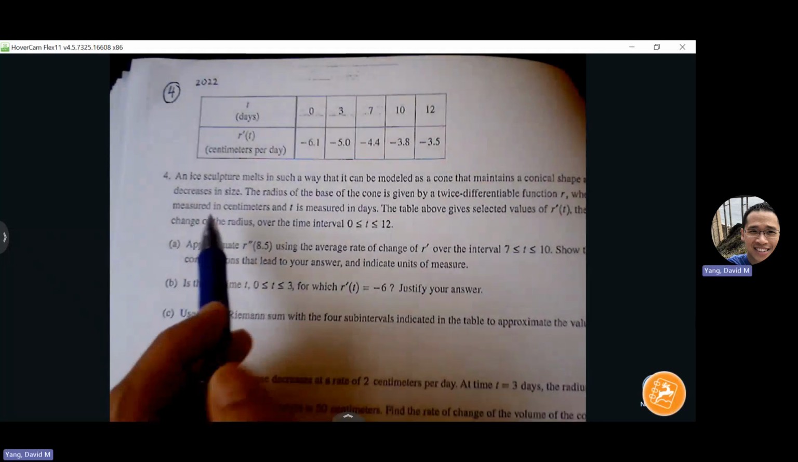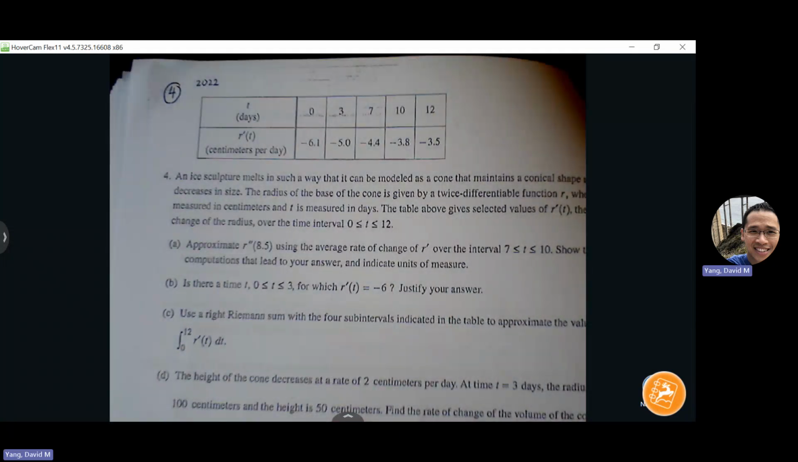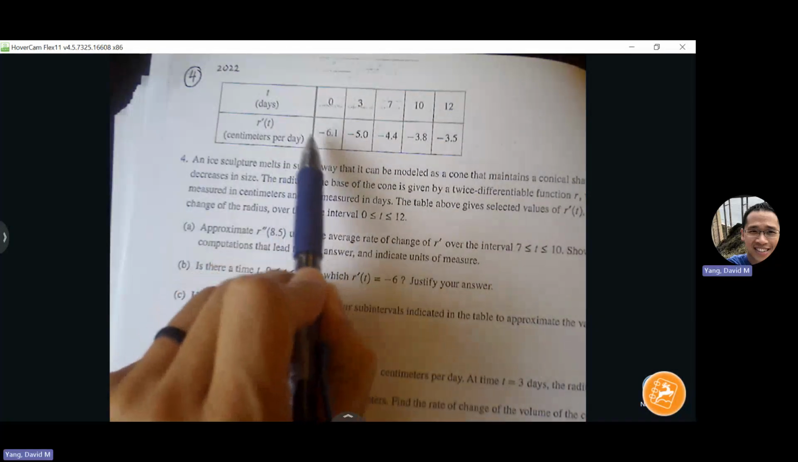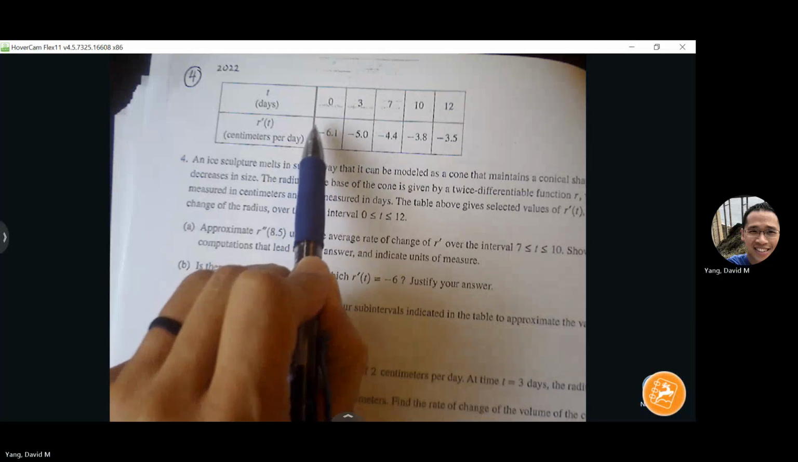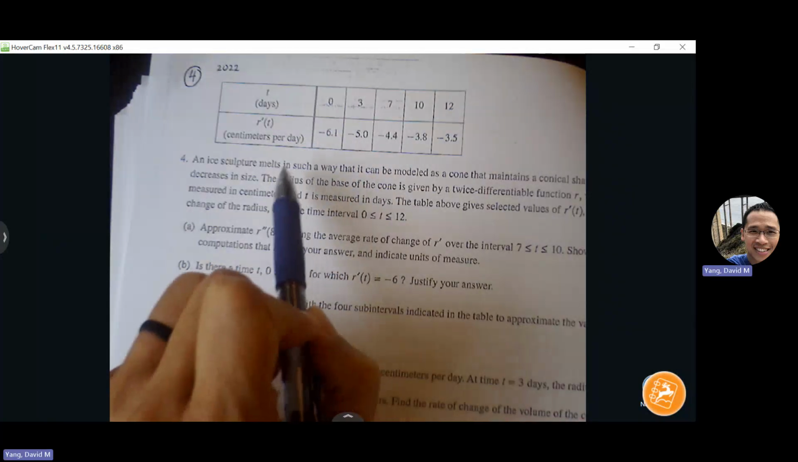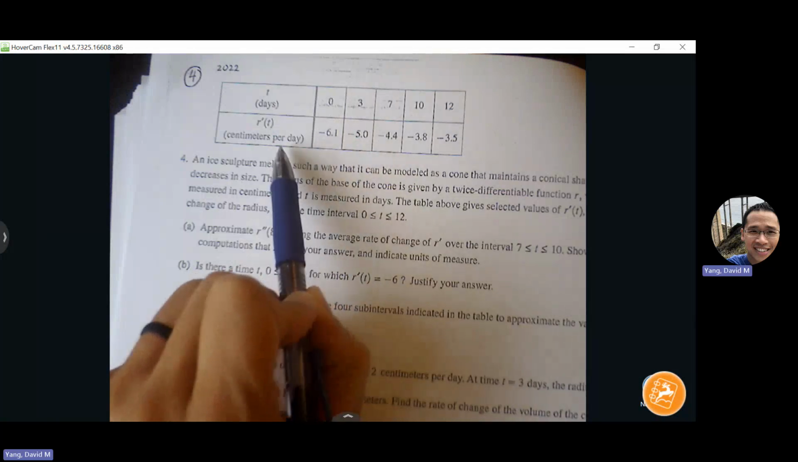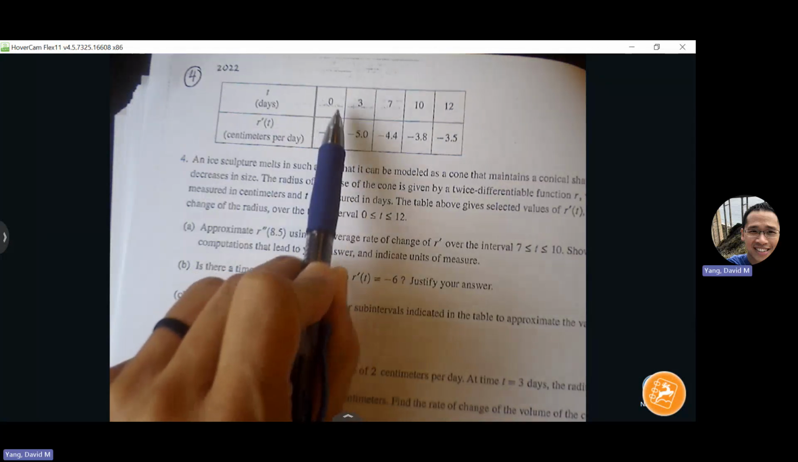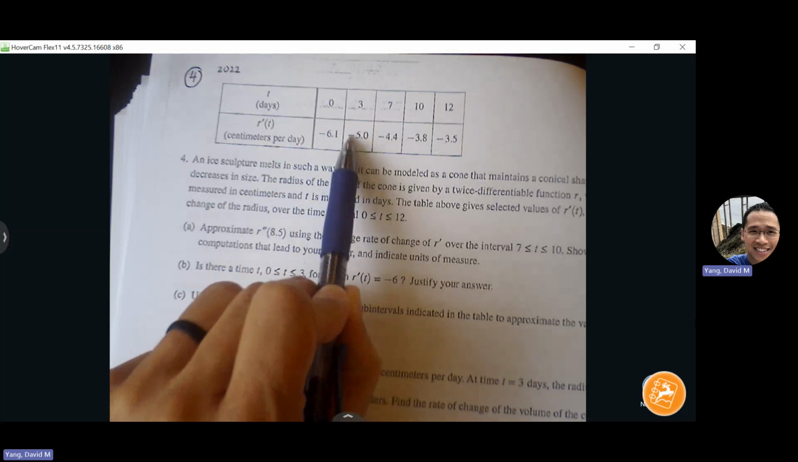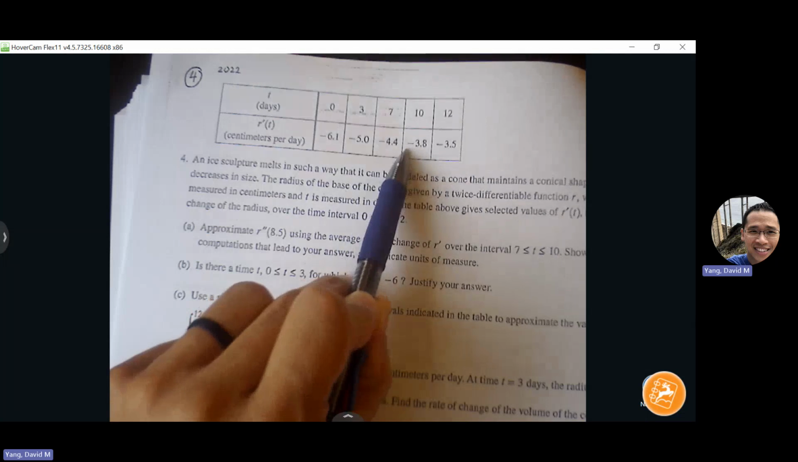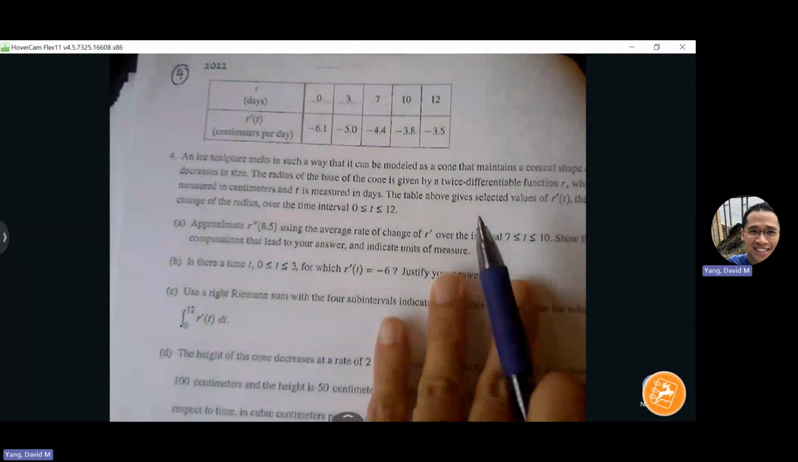Okay, so let's see. An ice sculpture melts in such a way that it can be modeled as a cone, maintaining a conical shape. So this R prime tells us how much the radius of the sculpture is decreasing. So by day 0 it is decreasing by 6.1 inches per day. That's what that negative tells us. Day 3 is decreasing at 5 centimeters per day. So it keeps decreasing because it keeps melting.